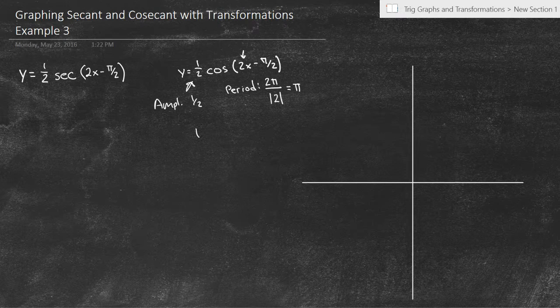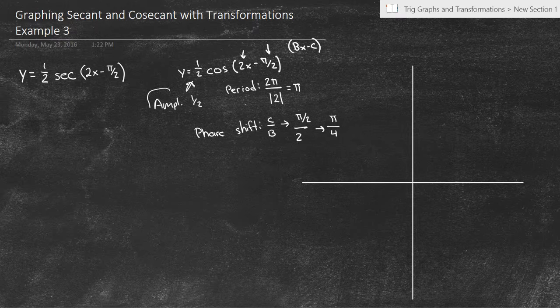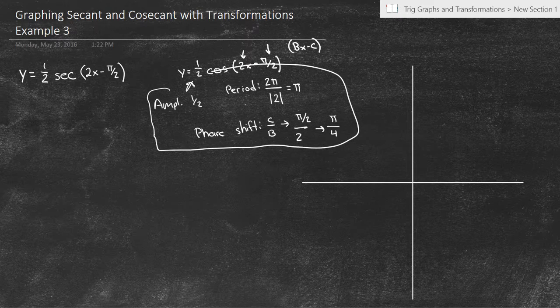And then phase shift. Remember, a phase shift is a horizontal shift. Phase shift is always c over b, and our c in this case is what's right there, pi over 2. Remember, the formula calls for bx minus c, so a negative c in this case is actually positive. So pi over 2 divided by b, which was 2, is going to equal pi over 4. And that's it for our transformations. So we got an amplitude of 1/2, a phase shift of pi over 4 units, and a period of pi.